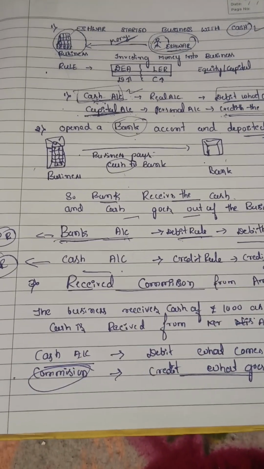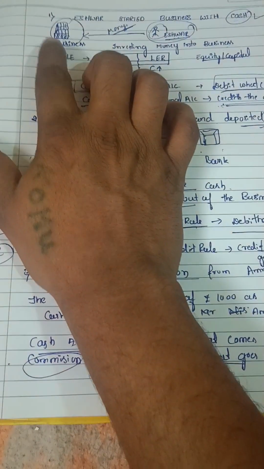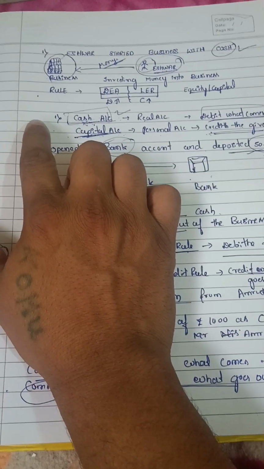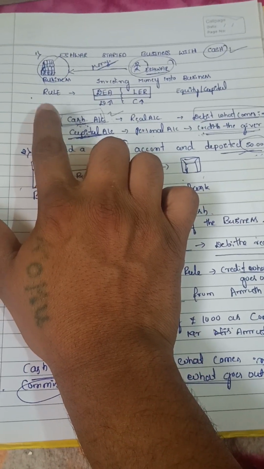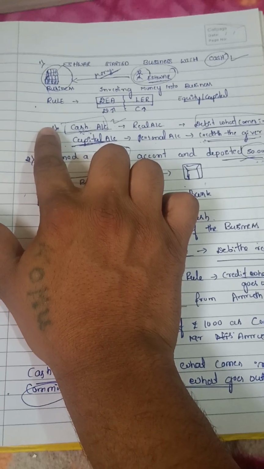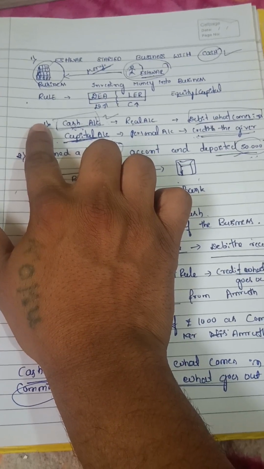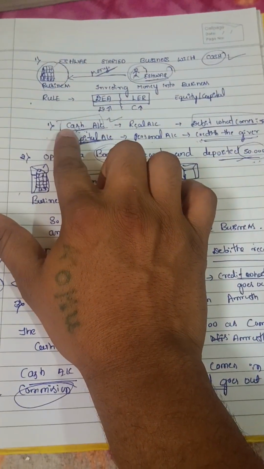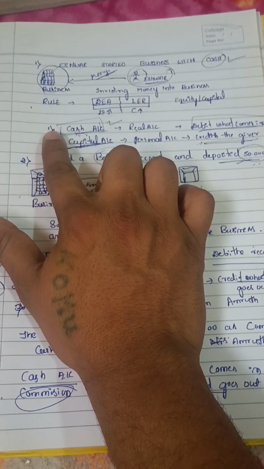Ishwar started business with cash. Here, what is happening? Business is receiving cash. What is the journal entry? Cash account debit to capital account. Cash account comes under real account. What is the real account rule? Debit what comes in and credit what goes out. So debit what comes in means what? Cash is coming into business, that's why we are debiting this cash account.